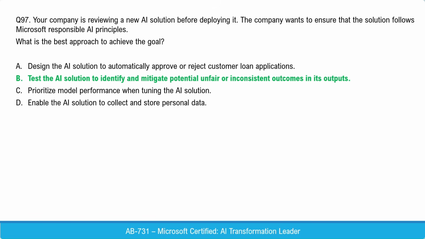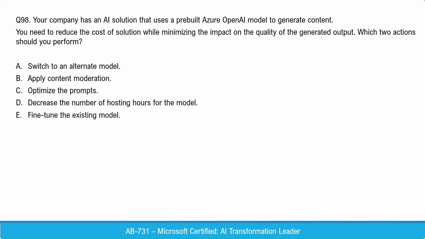And looking at the other options, option A suggests fully automated decision making for loan approvals, which can violate accountability and fairness principles because it removes human oversight. Option C focuses only on model performance, which is not enough. Responsible AI requires considering ethics, fairness, and safety in addition to performance. And option D suggests collecting and storing personal data, which increases privacy risks and goes against principles like data minimization. Hence, the correct answer is option B.